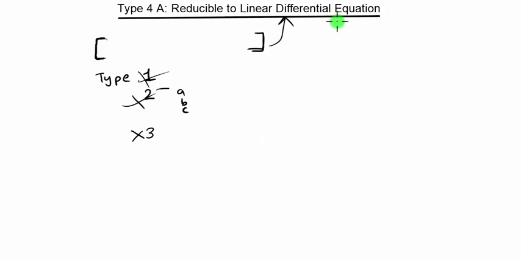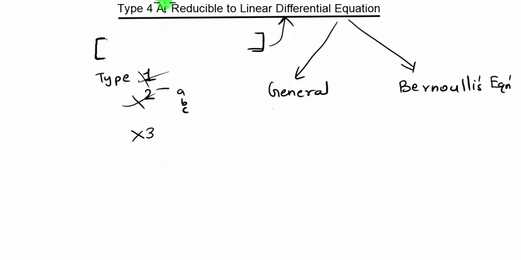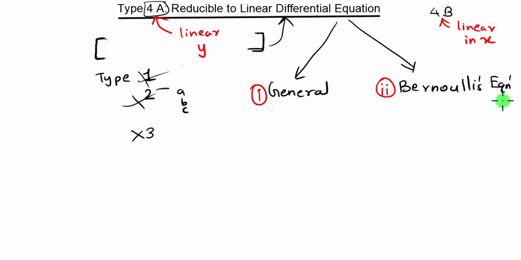This type is divided into two parts. One is general equation and another is Bernoulli's equation. In general equation, it is type 4a and there is also a type 4b. In type 4a, we make our given equation into a linear differential equation which will be linear in y, and in 4b we will make our differential equation linear in x. So in 4a we have two subparts, which is general linear equation and Bernoulli's equation.